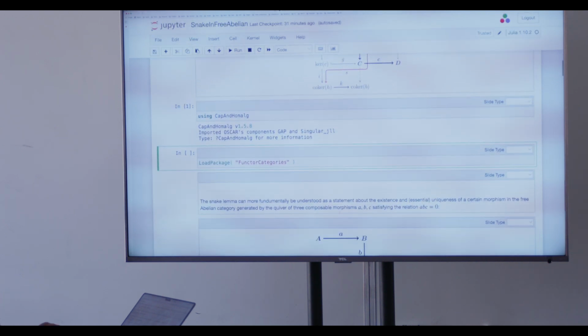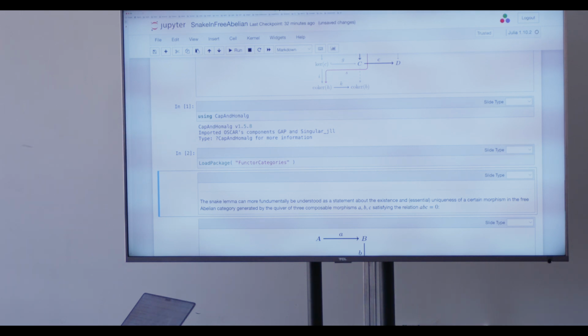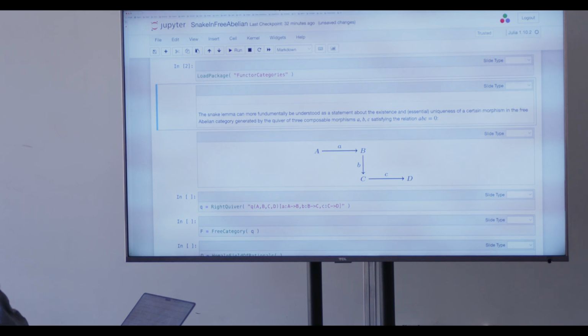So now I'll load a CAP-based package. We have, I think, already 20 of them now. This one is called functor categories. I've already preloaded this because it takes some time. Now it's loaded. We start by setting up the context, and the context starts with the quiver. Quivers to categories are like sets to monoids. You generate monoids by sets, and you generate categories by quivers.